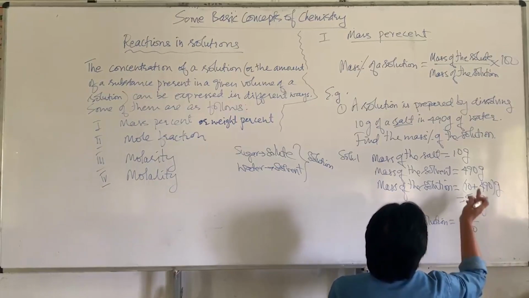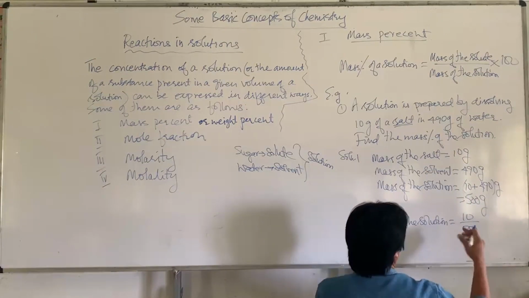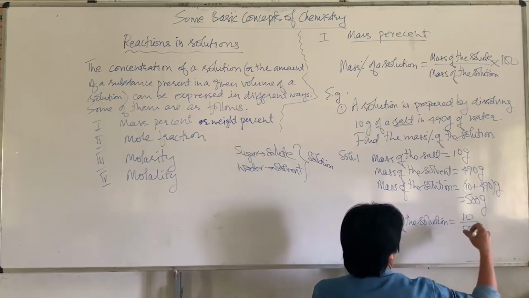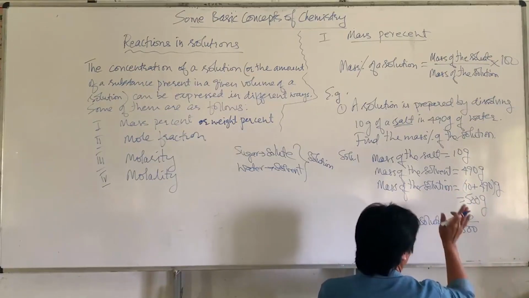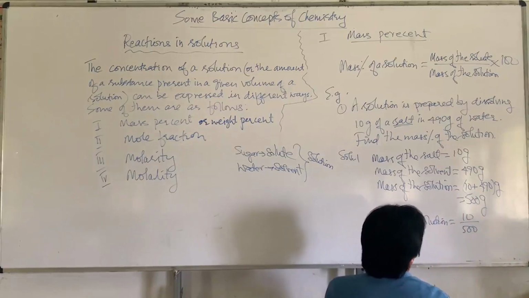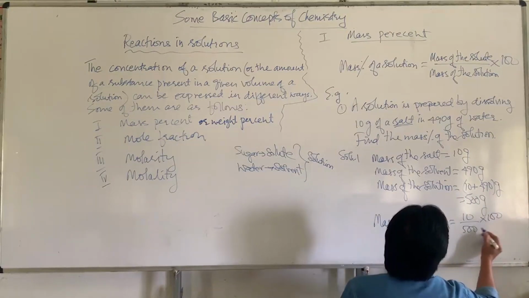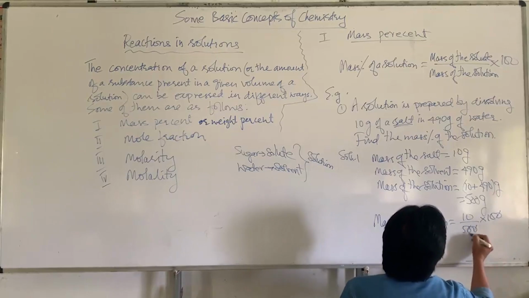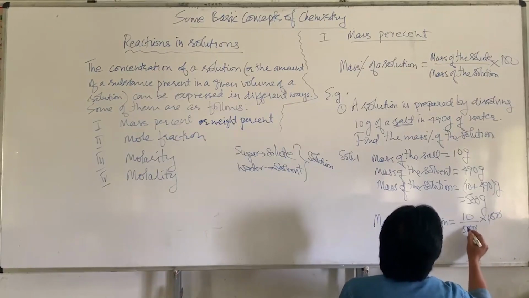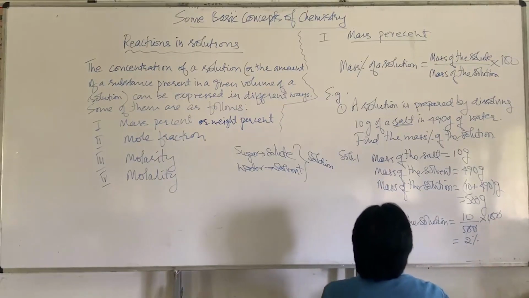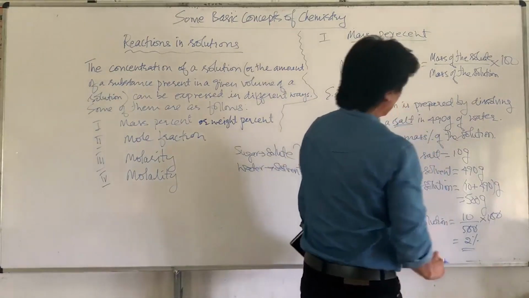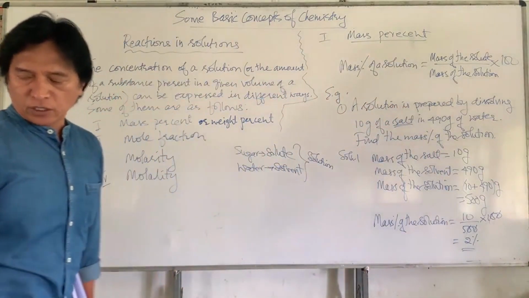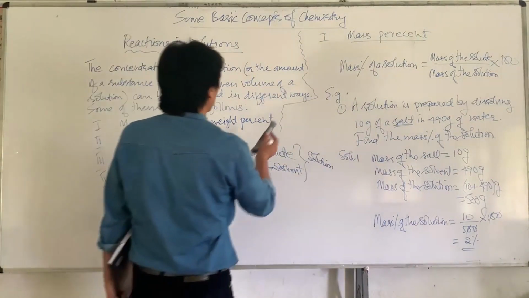See, if one mass is in grams and the other one is in kilograms, you'll have to change either grams into kilograms or kilograms into grams. Make the two units the same. And this is to be multiplied by 100. So these two get cancelled. Finally, 10 by 5 is 2, isn't it? It is 2%. So therefore, the mass percent of the solution is 2%. That's it. In the same way, you can work out many such problems.